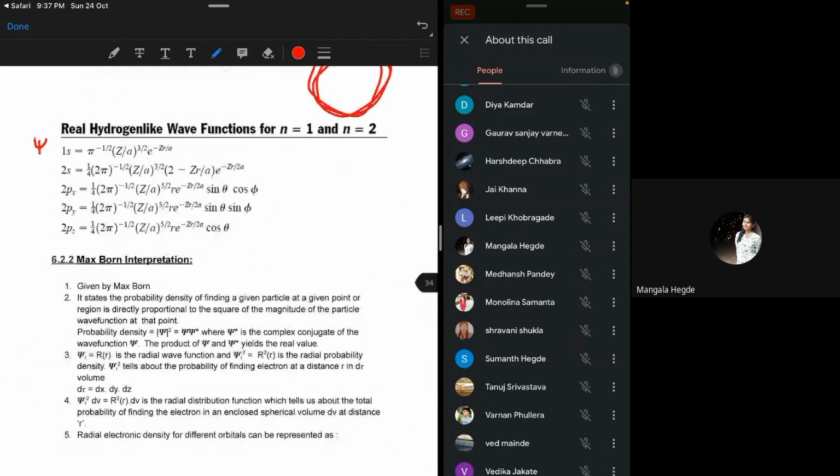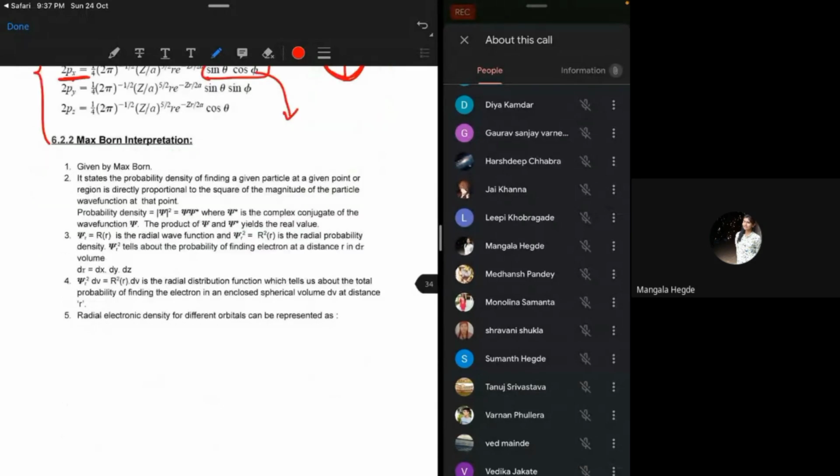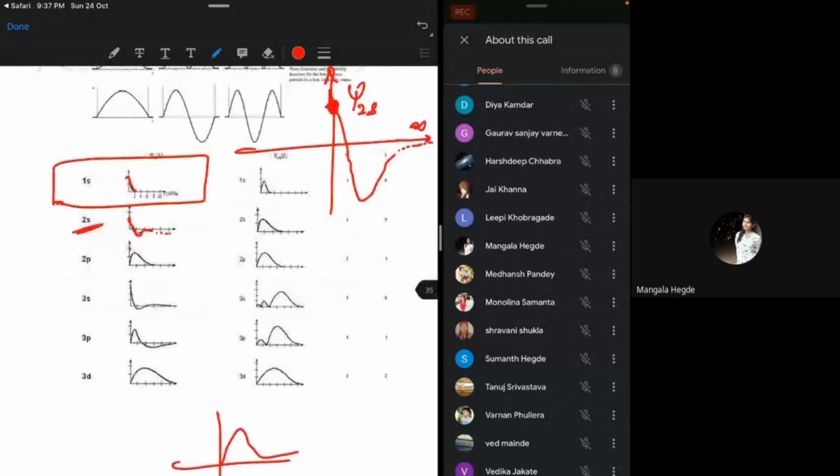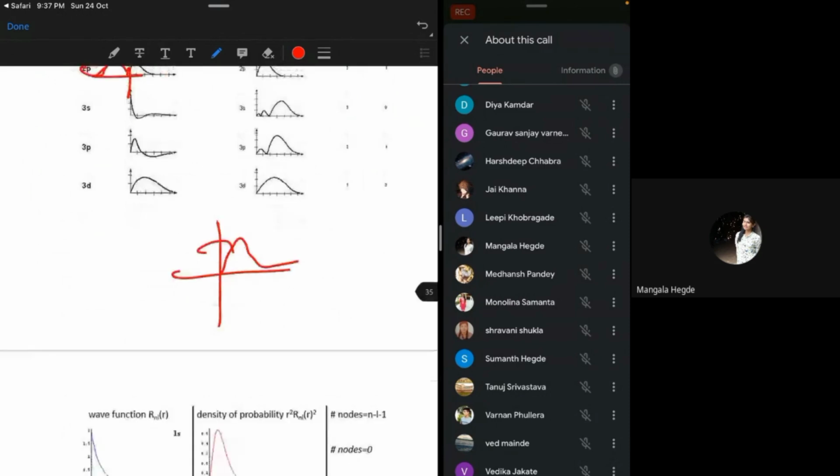Now you see there is no angular part here, right? That's why it is spherically symmetric. That's why it is s. Here also it is s because there is no angular part. In px, you see the angular parts. If you come to the graph of px, it is not spherically symmetric. What is the p orbital? The p orbital is like this. If I draw the axes also, it is like this.